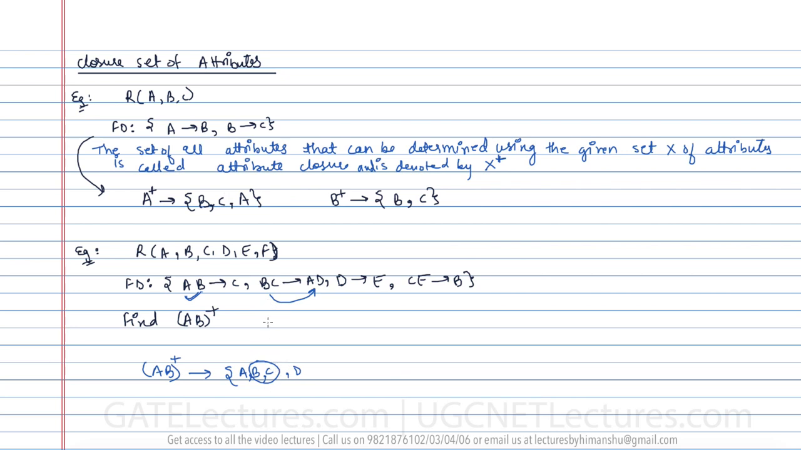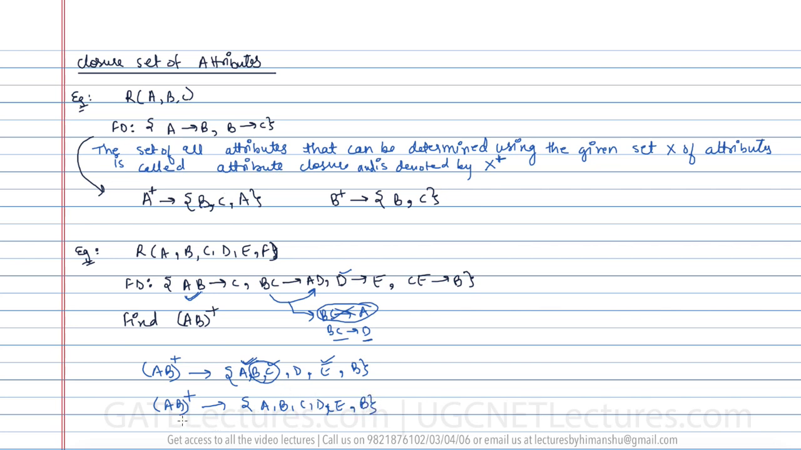See how I'm writing this one: we already studied the properties, like we can decompose this one, we can write it as BC determines A as well as BC determines D. And BC determines A, this A is already here, so we don't need this one. So BC determines D, therefore that is why I'm adding D. And with the help of D I can determine E. With the help of C and E, which is already present, I can determine B. Therefore if I take AB closure, that means I can determine A, B, C, D, E and B.